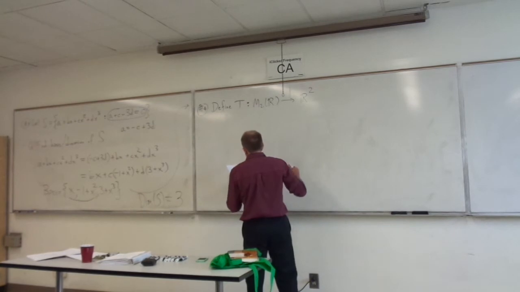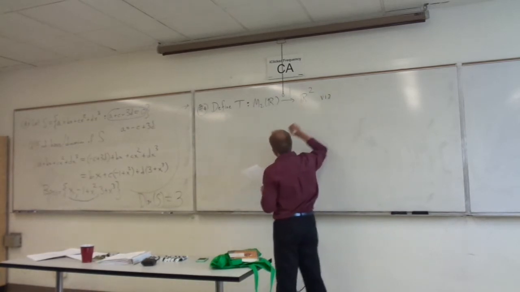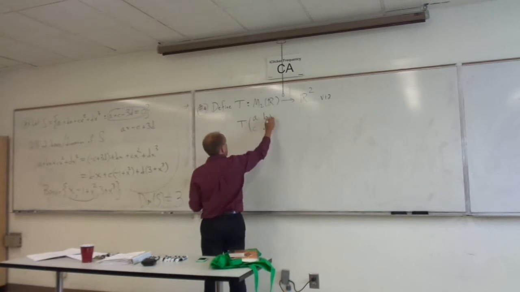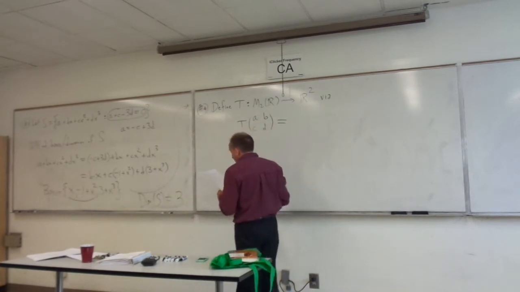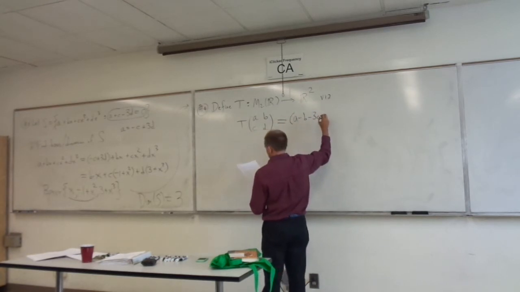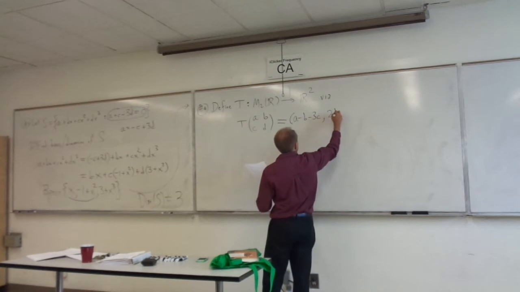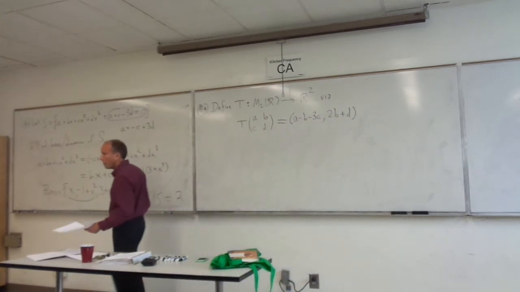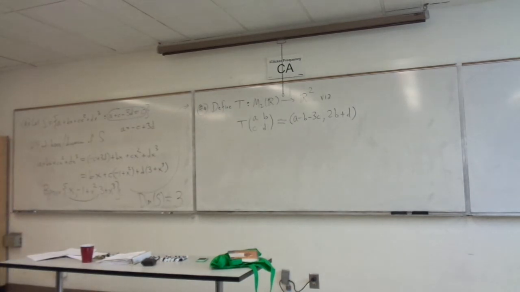So I have to give you a formula. I'm going to input, say, A, B, C, D, and I have to output a vector in R2. So I'm going to use A minus B minus 3C, comma, 2B plus D. So that is my function, capital T.